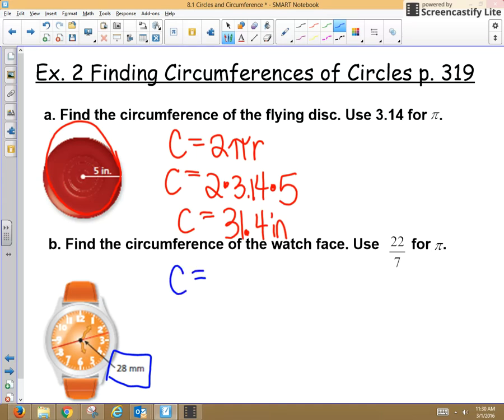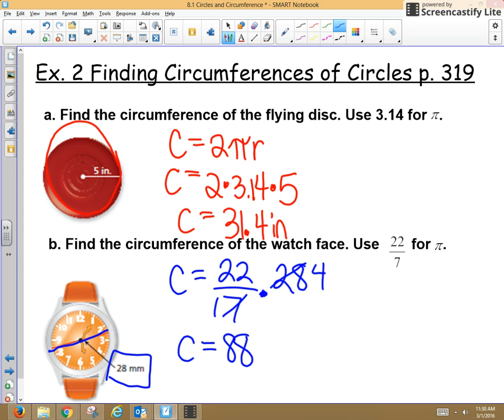So now for example B, we have a diameter here. This line all the way through the center is the diameter, and it's 28 millimeters. So all we have to do is multiply pi, 22 over 7, which is the same thing as 3.14, times the diameter, which is 28. And if you notice, 7 goes into 28 4 times, so those cross cancel. Now all you have to do is multiply 22 times 4, which is 88, and it is in millimeters. So the distance all the way around this watch, the circumference, is 88 millimeters.